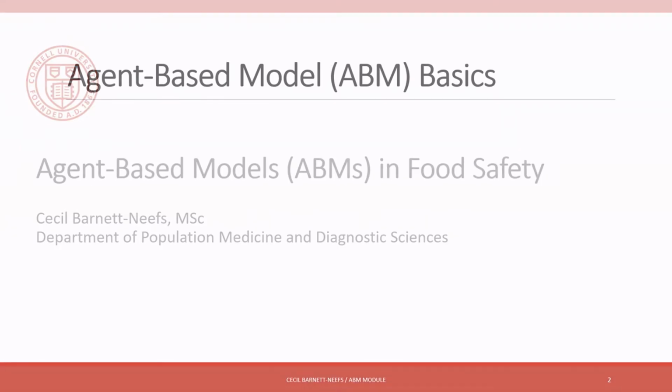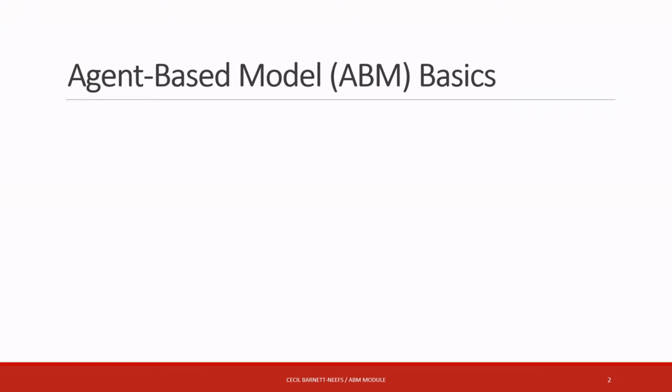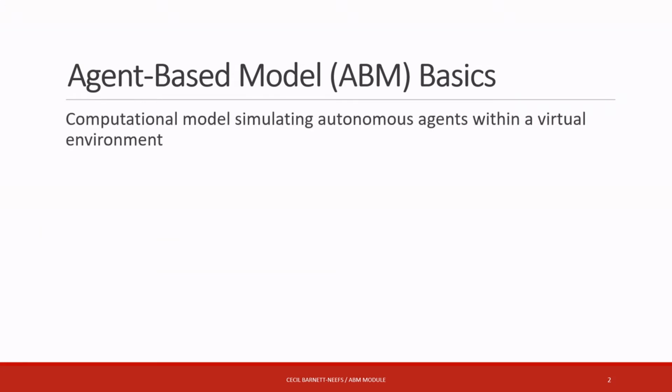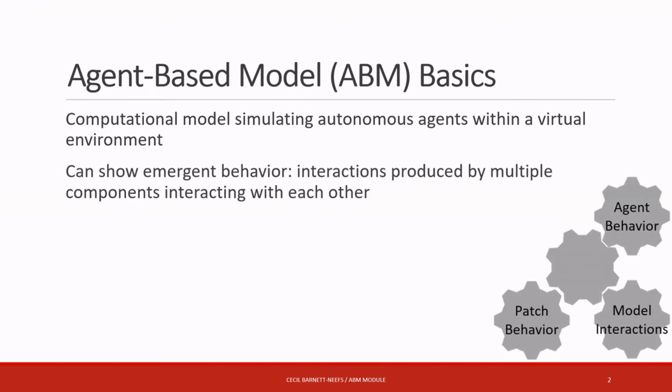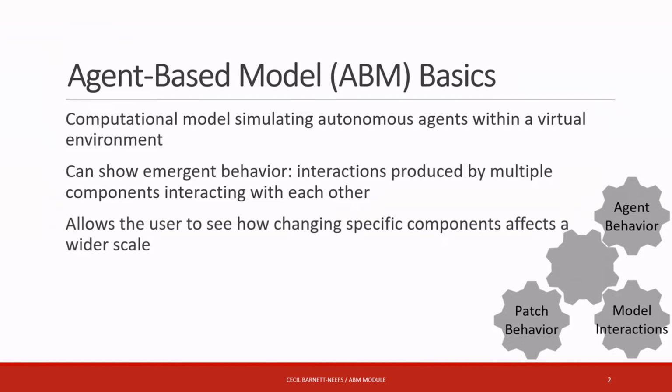A decision support tool, such as a computer model, can provide useful analysis on how to proceed. One such tool is an agent-based model, or ABM, which simulates multiple autonomous agents within a virtual environment. This allows for the observation of emergent behavior, where an effect can be produced as a result of multiple parts of the model interacting with each other. An ABM can also simulate the consequences of changing one or more components of the model and showing how this ripple effect affects model predictions.